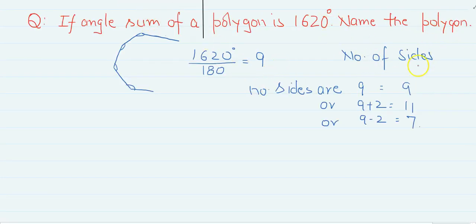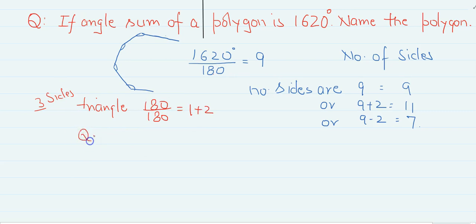So let's see which answer is correct. We talk about a triangle. The sum of all angles of a triangle is 180 and we divide it by 180. So we will get 1. But the triangle is having 3 sides. So what we have to do, we have to add 2.